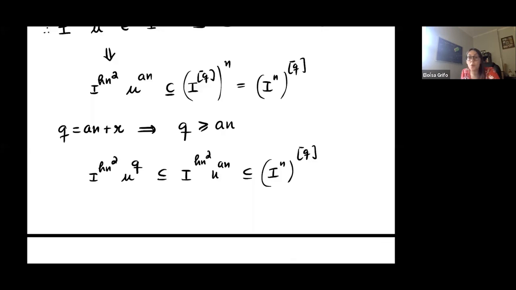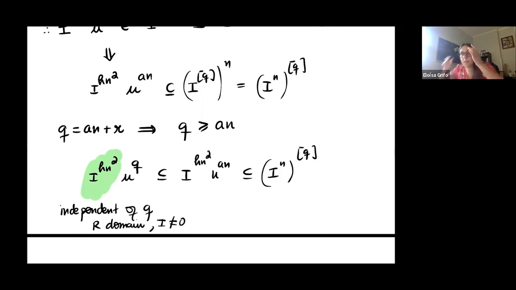Why do we do all this? Because this power now, first of all, you see that there are no Q's involved in that power. There's just H and N squared, nothing else, no Q's involved. So this is independent of Q. And moreover, R is a domain. So R is a domain and I is non-zero. I should have said that in the beginning.